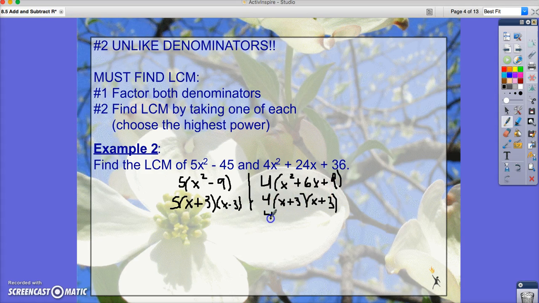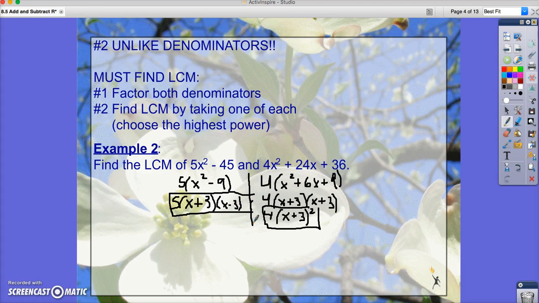And for our purposes with these examples, if I have x plus 3 twice, all right, can't I say that's the same as a square? X plus 3 times x plus 3 is x plus 3 squared. So now I didn't find the LCM yet. I want to stop here for a second. I'm going to box my two pieces here so I can actually find the LCM. All right. Are we okay with what we did so far?